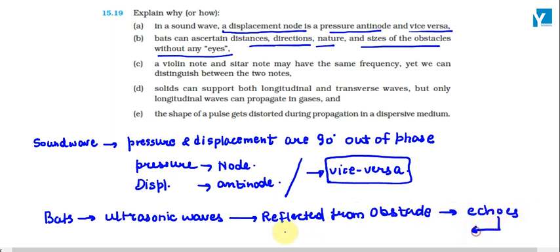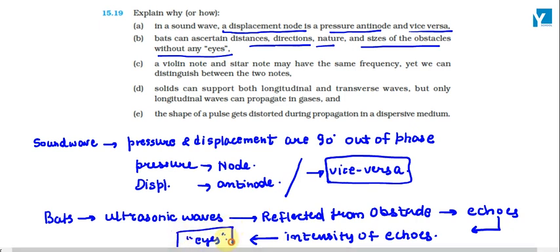Now, the intensity of these echoes produced enables the bat to know about the distances, direction, nature, and size of the obstacle. That's why they can detect the obstacles even without having eyes, because they emit the ultrasonic waves and their reflection produces the echo.